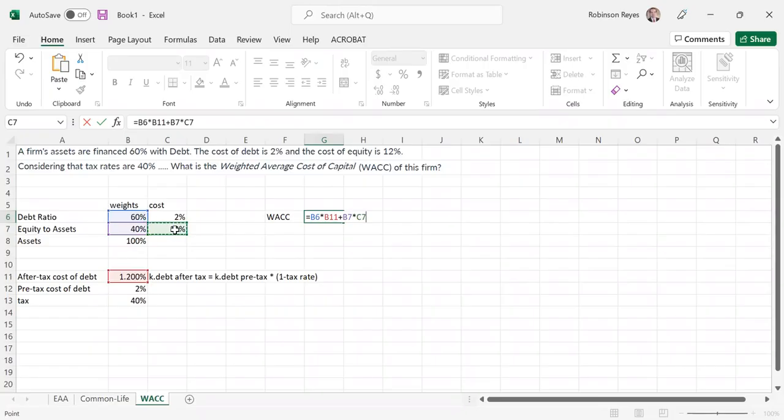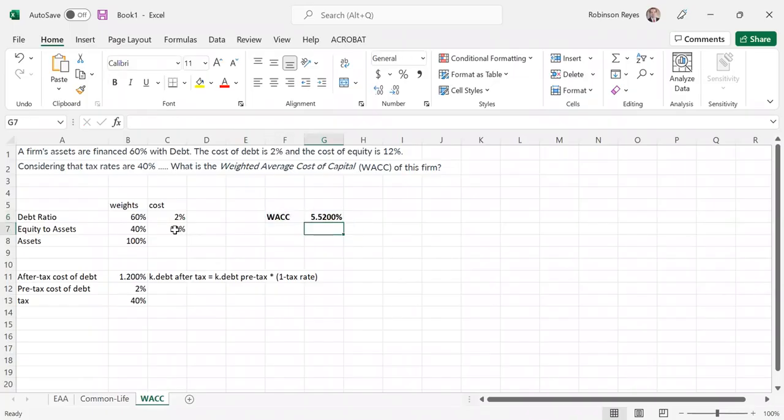Okay. And if we had some other sources of funds, such as preferred shares being issued or other, then we would add: what is the weight of source 3 multiplied by the cost of source 3. But here we have only 2, so we can keep it there. And then that's it. The WACC is 5 point.